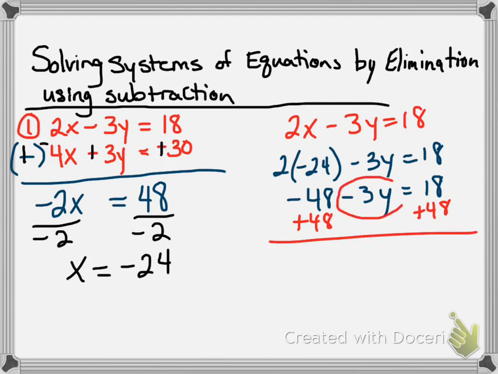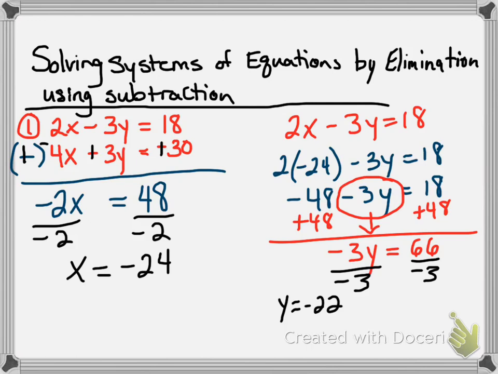Make sure that when you're doing this, you bring down the negative with your y. So that gives you negative 3y is equal to 66. So then when you divide by negative 3, you end up with y is equal to negative 22. So the ordered pair solution for this first example would be negative 24, negative 22.